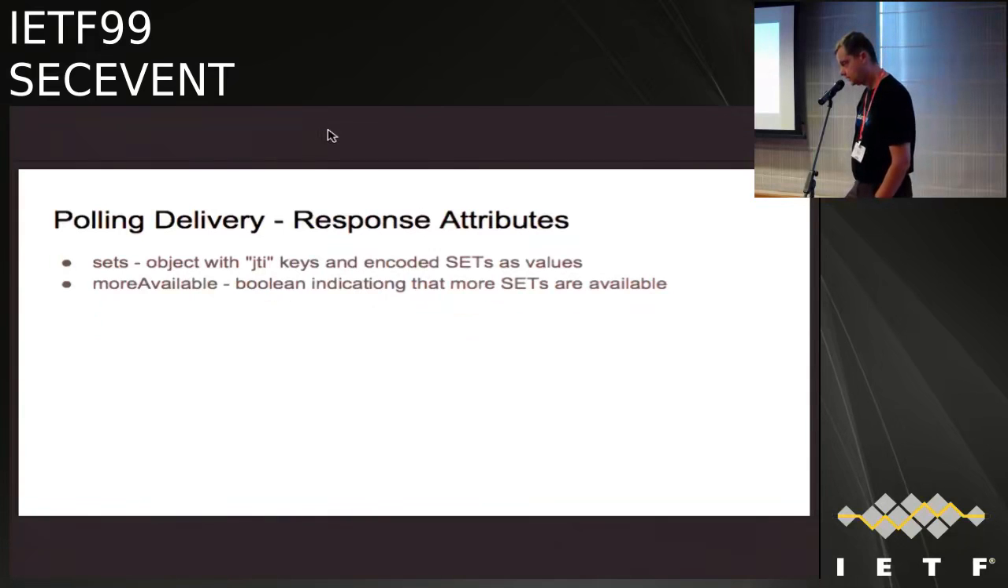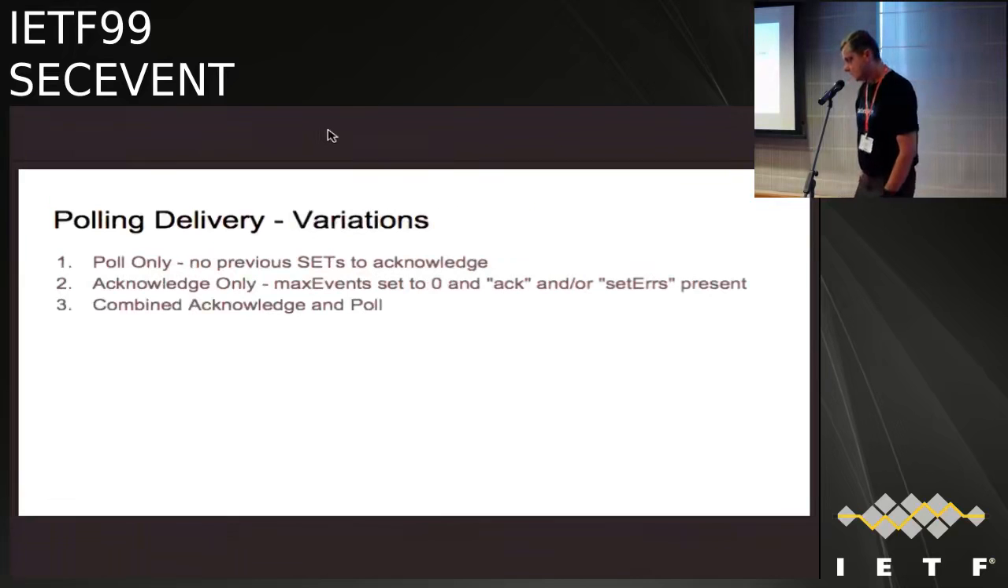The response has a bigger array, sets, which contains all the new sets that are to be delivered to the receiver, and then there is a Boolean flag signaling that there are more available. Playing with the request attributes, the receiver can have all kinds of variations on how it's polling, so it can poll only, which means it just requests new sets and it's not acknowledging anything, or it can acknowledge only, or have a combination of both.